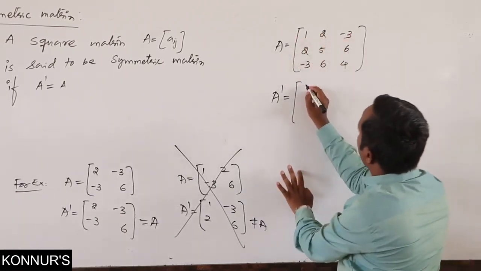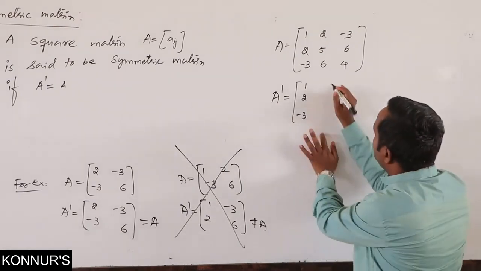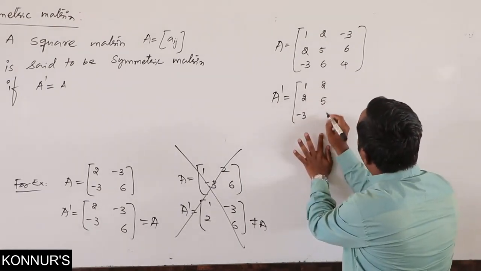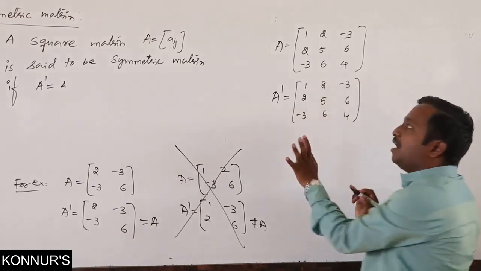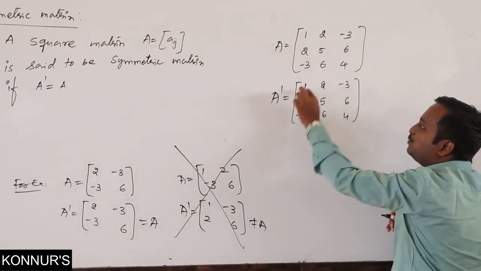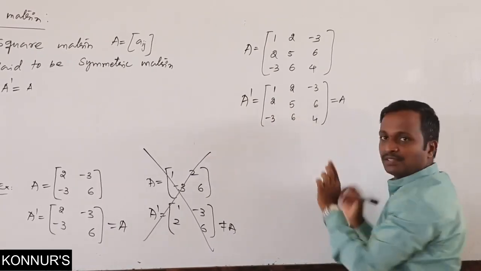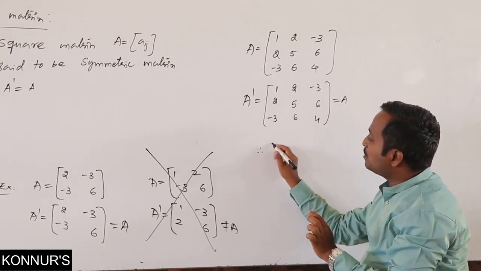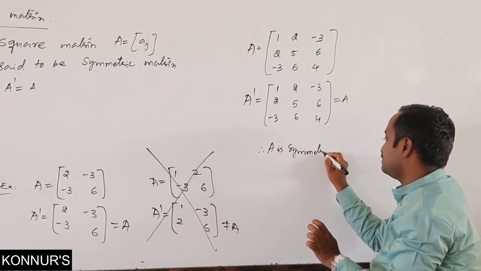1, 2, -3. 1, 2, -3. This is what interchanging the rows and columns means. 2, 5, 6. -3, 6, 4. Observe the point. What happened? Both are same. It is equal to A. Therefore, A is a symmetric matrix.